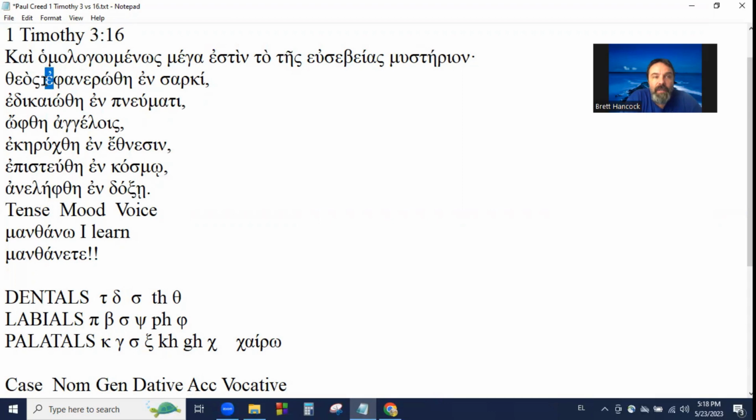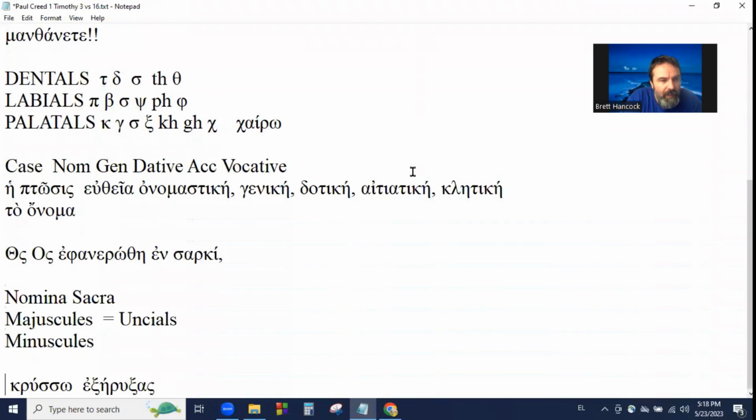This epsilon marker, together with what we're seeing at the end, shows that it's aorist. And then again, the lengthened omicron. Now if I was doing first person, did I write that down already? Oh no, I didn't. Anyway, I'll change this. So this is first person: ego efanerothen, I was revealed.